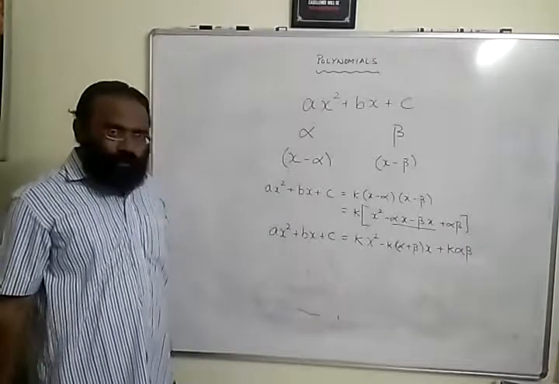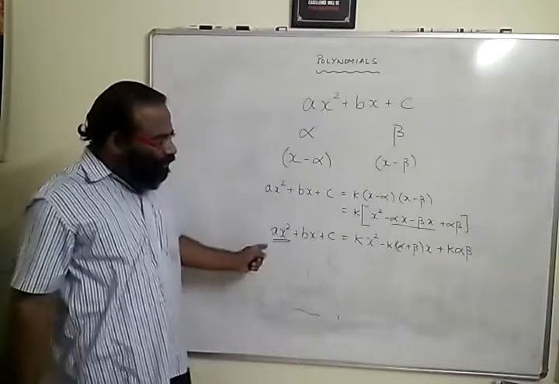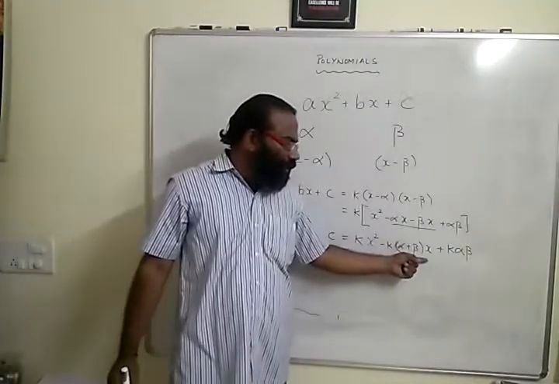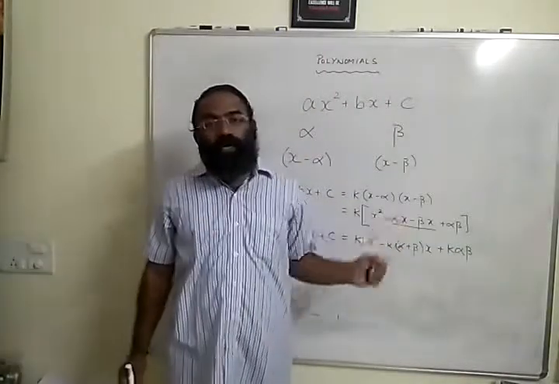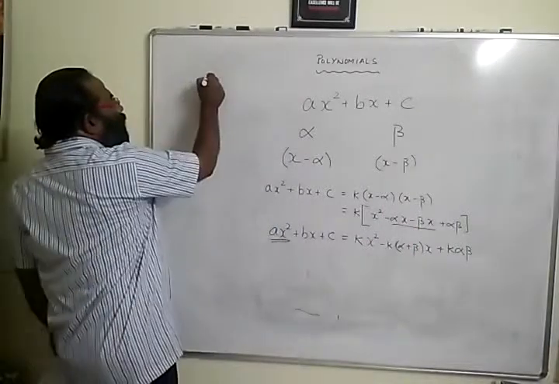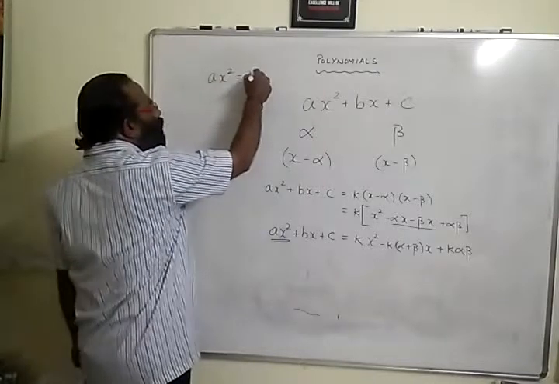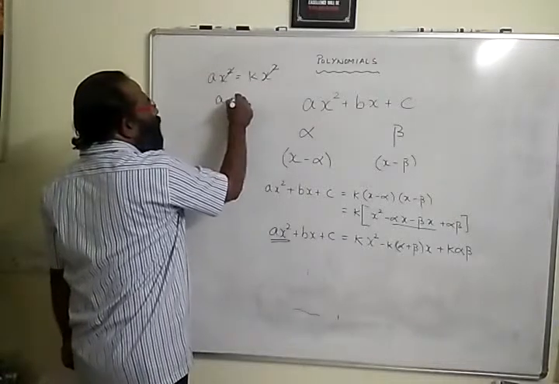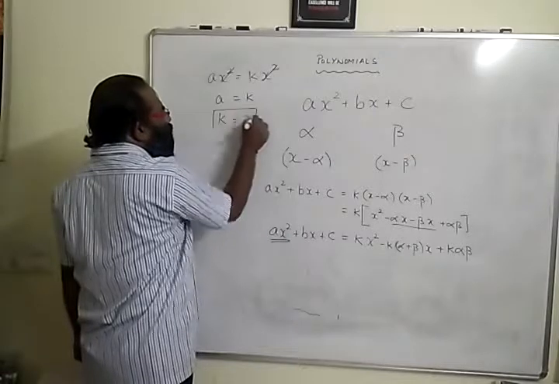Now if you look at both the sides, you will see that there is an x squared term here and an x squared term here. There is an x term here and an x term here, and there is a constant here and a constant here. We can equate each of these to each other, and then I have ax squared is equal to kx squared. The x squared goes, that means a is equal to k, or I can say k is equal to a.